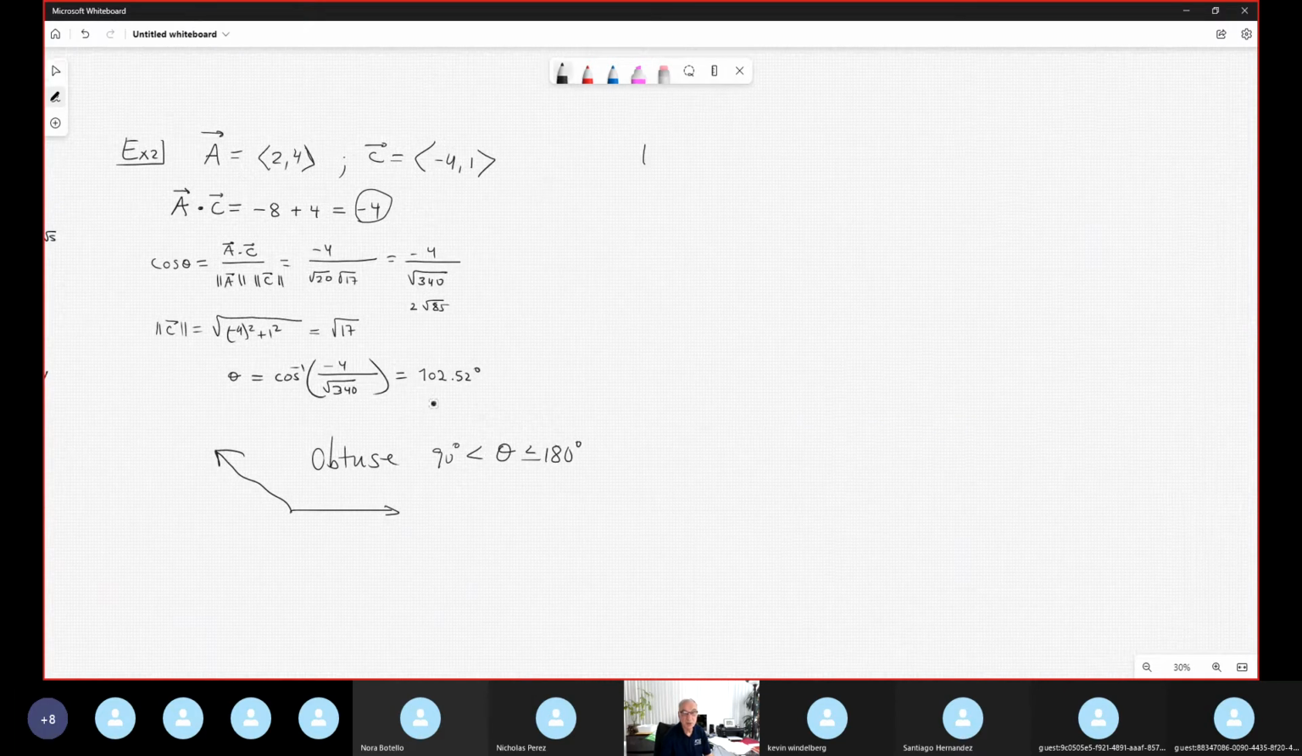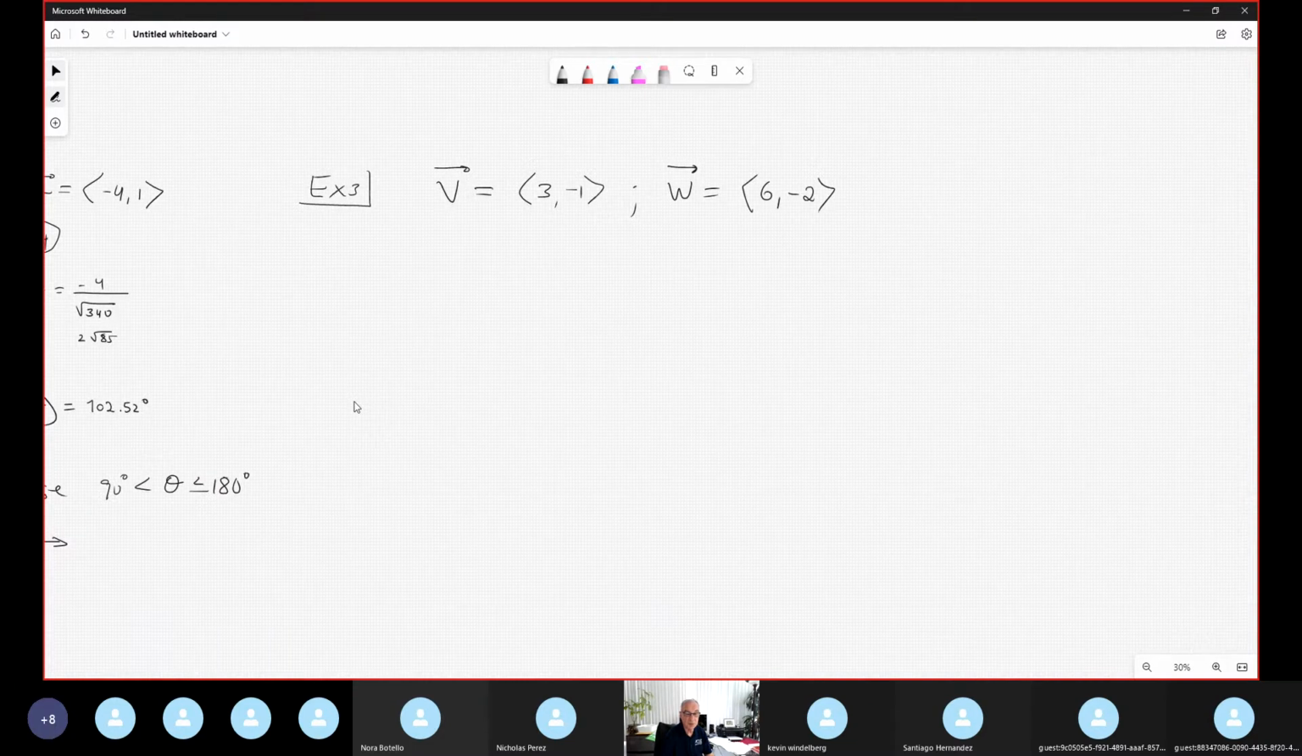Example 3, dot product in 2 dimensions. Suppose that I need to find the same thing, but with 2 different vectors with different names. Vector B is the vector (3, -1), and vector W is (6, -2). Okay, let's do it. Same procedure. You perform the dot product, B dot W.